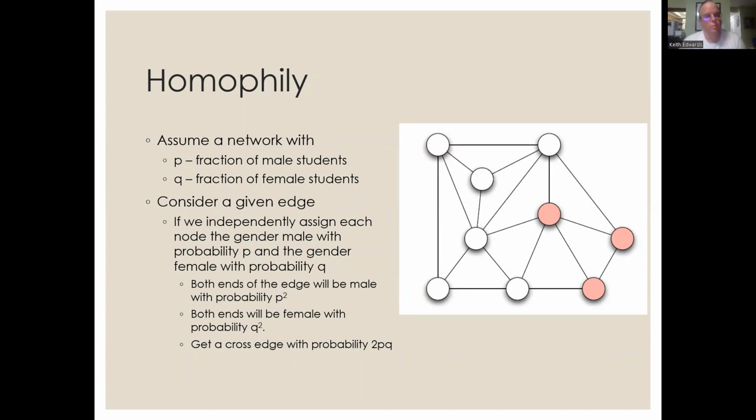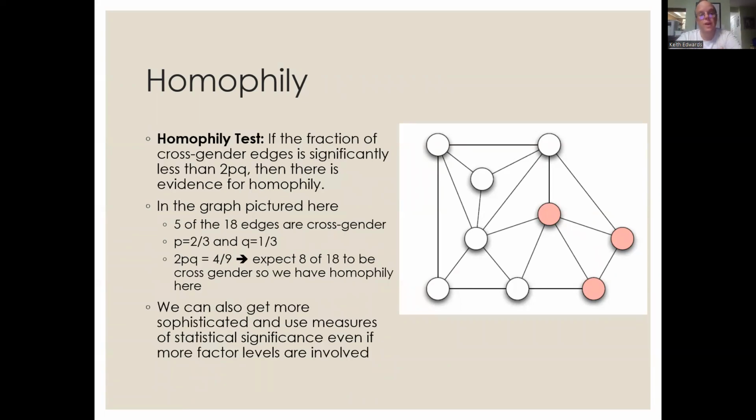So assume a network where P is the fraction of male students and Q is the fraction of female students. If we independently assign each node the gender male with probability P and the gender female with probability Q, both ends of the edge will be male with probability P squared, where P is the probability that a particular student is male. Both ends will be female with probability Q squared, and you'll get a cross edge with probability 2PQ. So if the fraction of cross-gender edges is significantly less than that 2PQ, then there's evidence of homophily within the network.